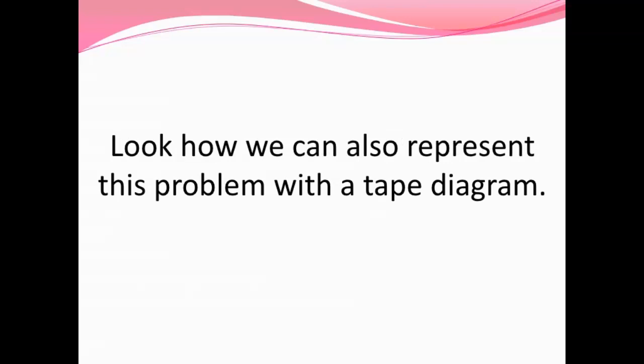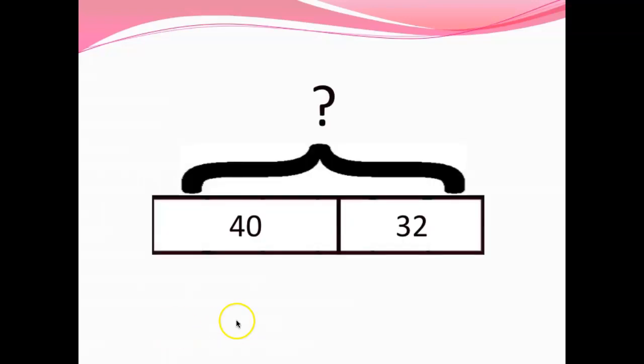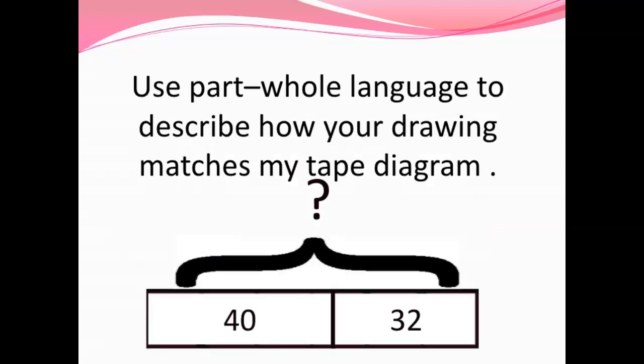So look how we can also represent this problem using a tape diagram. In the tape diagram, I drew my piece of tape, 40 cents for pocket 1, 32 cents for pocket 2, and I'm putting them together to find the total in both pockets. Use part whole language now to describe your drawing, to describe how your drawing matches my tape diagram. So we're going to think back to our drawing with each pocket, and how does that match the tape diagram? You can say it to someone around you. You can think about it, but I want you to pause here and just think about what the connection is.